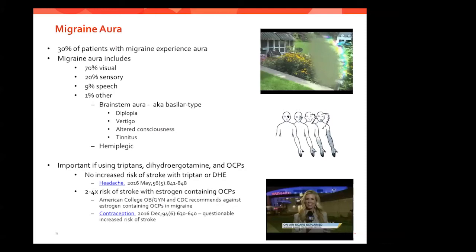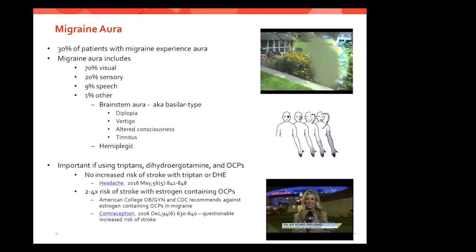But when this has been looked at in actual retrospective reviews, there has been no increased risk of stroke in patients that have auras when they're given triptans or DHE. And in fact, they are the most likely patients to respond to them. So when I hear migraine aura, I think give a triptan immediately. That's who's going to respond.